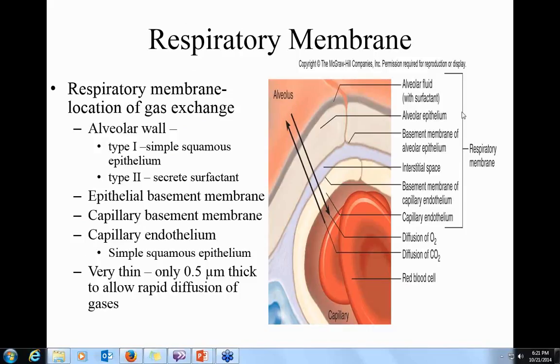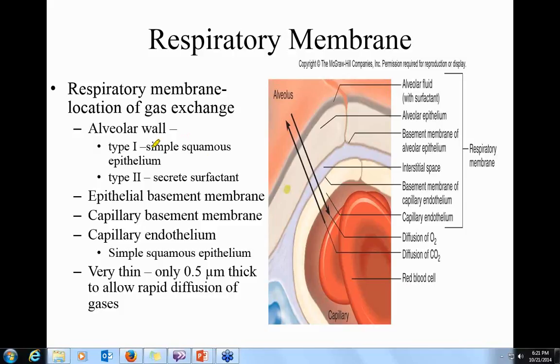Okay. So let's talk about the respiratory membrane. First we have the alveolar wall. Remember, alveoli is plural, alveolus is singular, and it's talking about the area in the lung where gas exchange occurs.